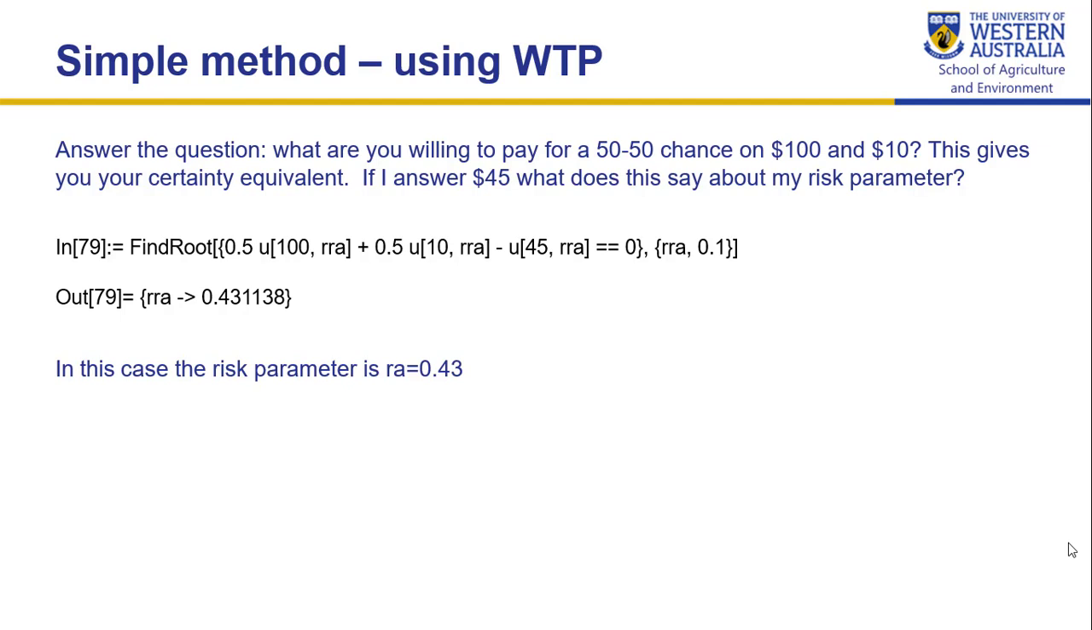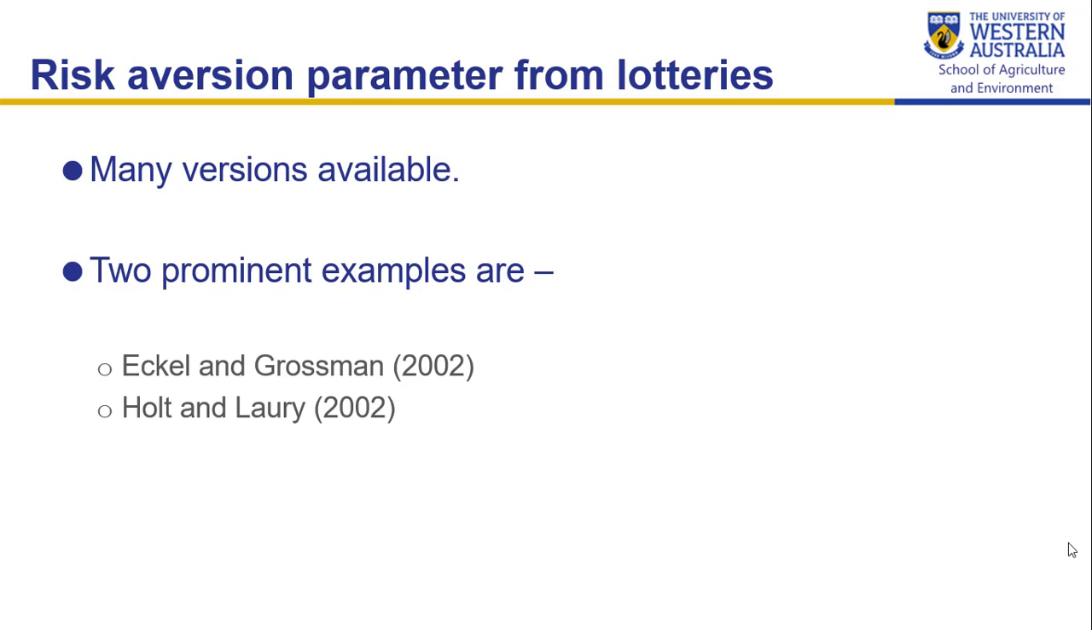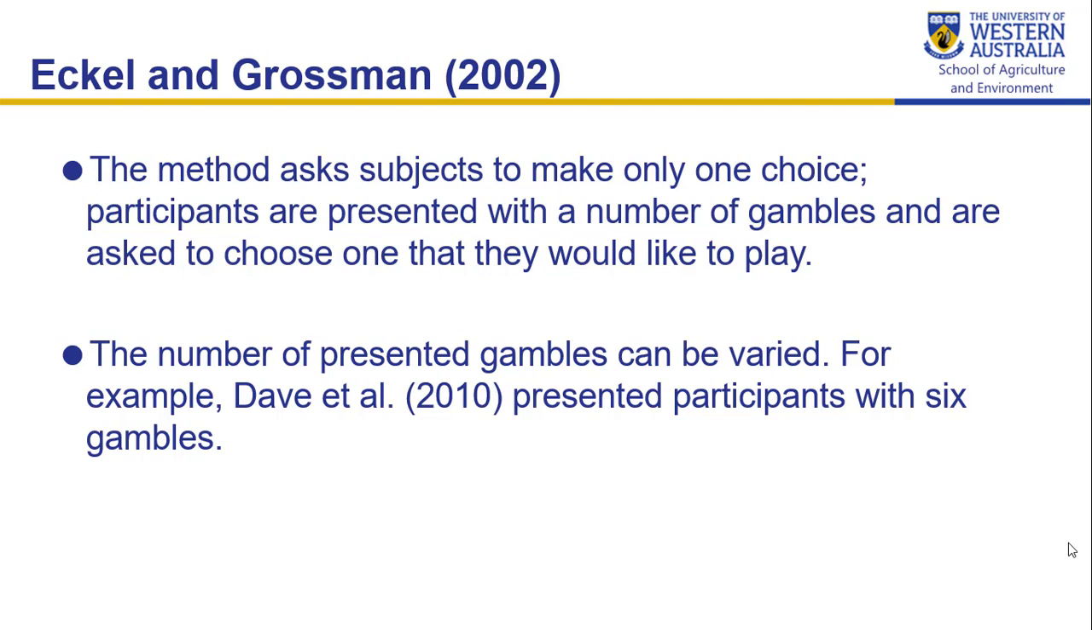The involvement of lottery is a bit more complex, but it gives us a bit more nuance in terms of people's risk attitudes. So there are many versions of experiments or protocols available to estimate people's risk aversion parameter. I'm going to show you two prominent examples. One is Eckel and Grossman, and the other one is Holt and Laury. In the Eckel and Grossman protocol, it asks the subjects to make only one choice. So they are presented with a number of gambles or lotteries and asked to choose one that they would like to play. The number of presented gambles can be varied.